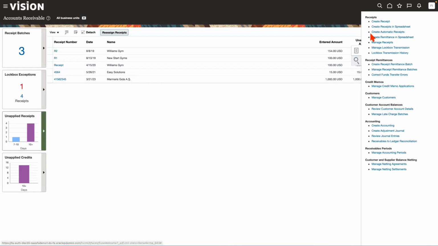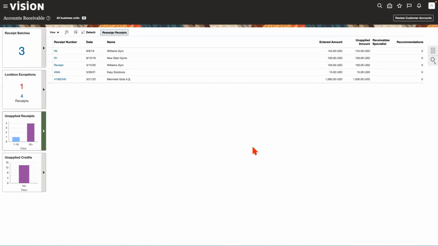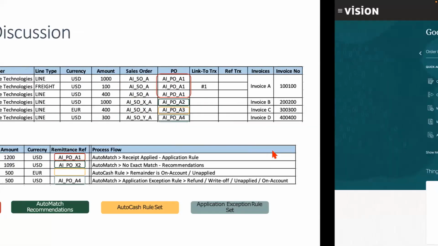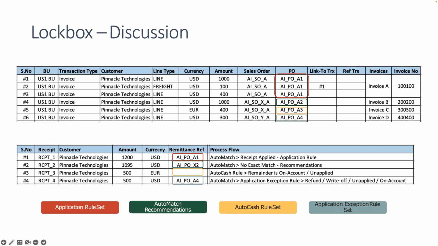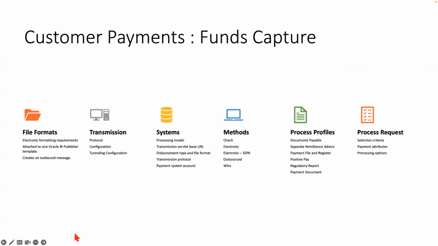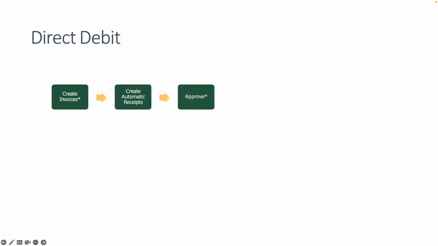So what should happen? Let me just explain what should happen. It might be that there's certain things running in the background, but let me just explain. Now, in funds capture, just use direct debit as an example. You create the invoices, you create the automatic receipts, you approve, which is what we've done, and then it goes forth and does the formatting and confirm.